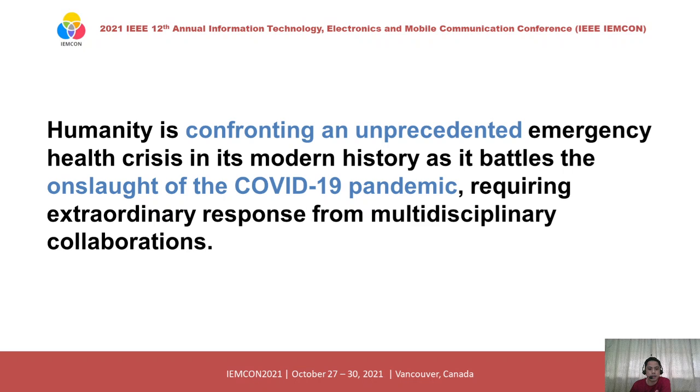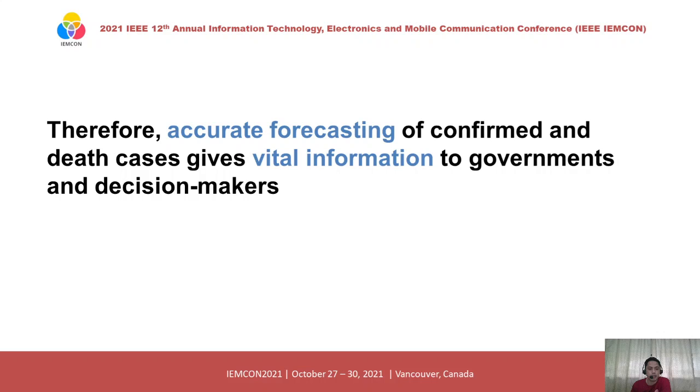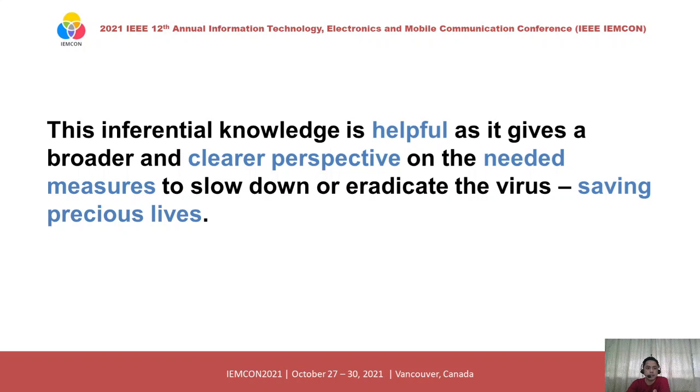For the conclusions and recommendations, humanity is really confronting an unprecedented emergency health crisis in modern history. Up to now, we're still battling COVID-19. So it requires an extraordinary response from multidisciplinary collaboration. Therefore, accurate forecasting of confirmed and death cases gives vital information to governments and decision makers. This inferential knowledge is helpful as it gives a broader and clearer perspective on the needed measures to slow down or eradicate the virus. It saves millions of precious lives if we have advanced inferential knowledge.